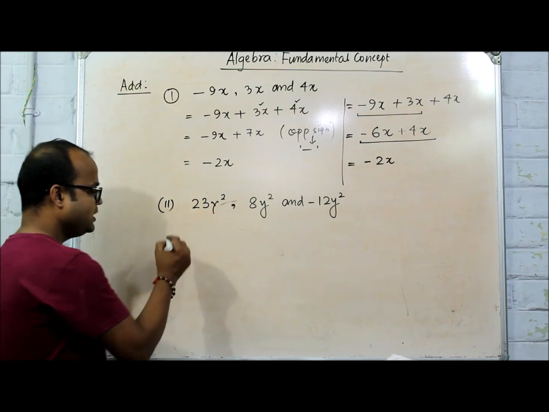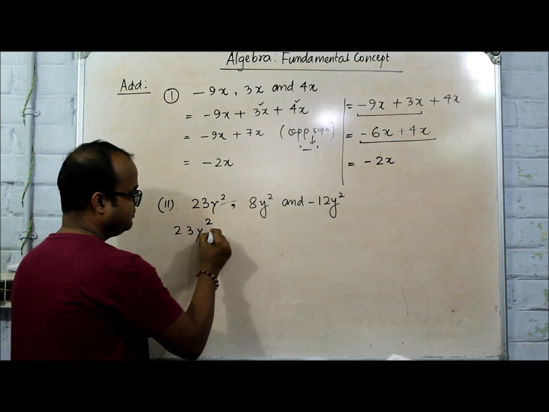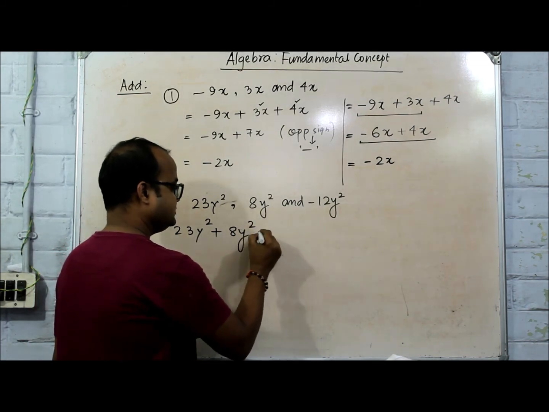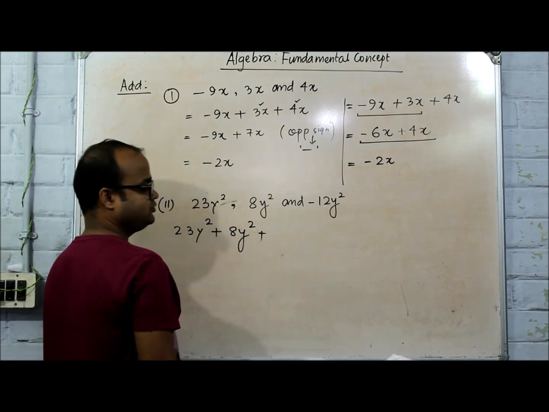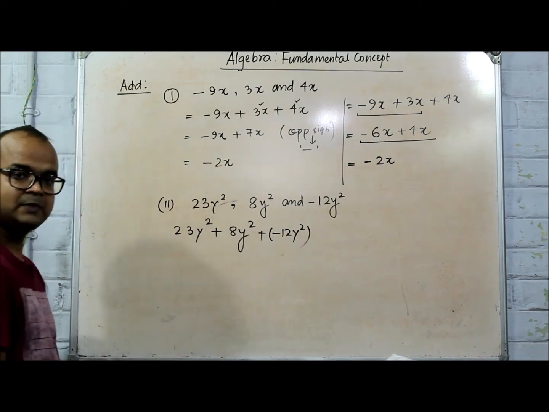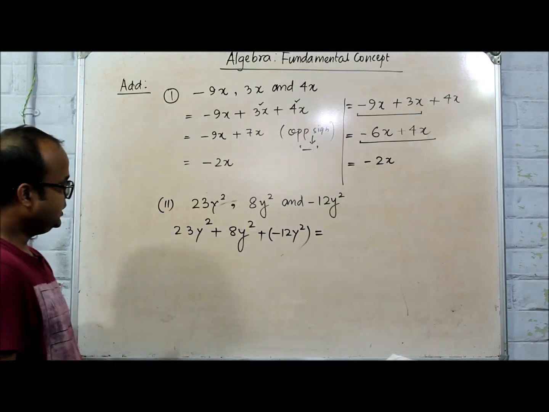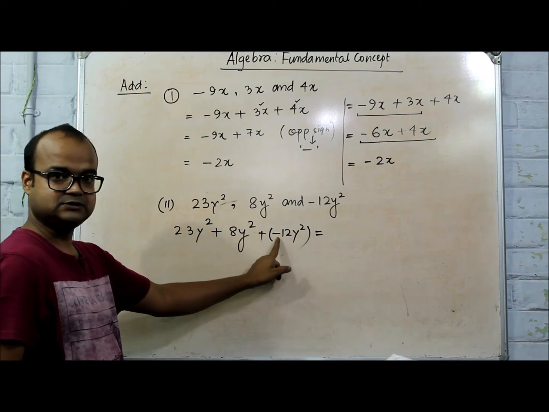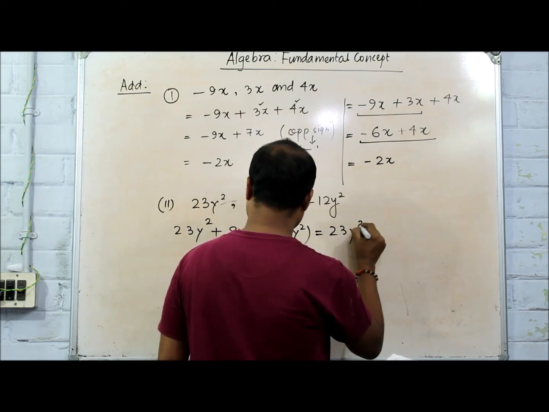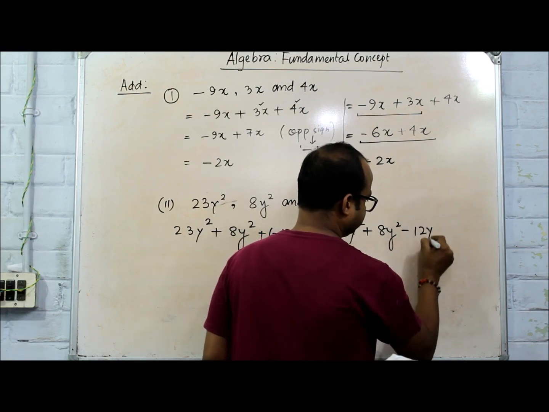Moving into the next problem, we need to add these three terms. So we write 23y square plus 8y square, and since we need to add, we write plus of the third term, minus 12y square. Clear? Now plus minus, the outcome will be minus. So 23y square plus 8y square minus 12y square.